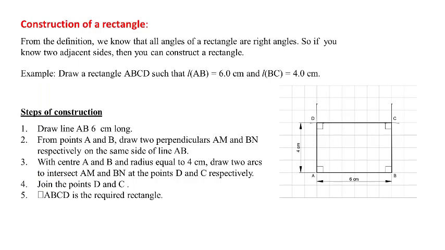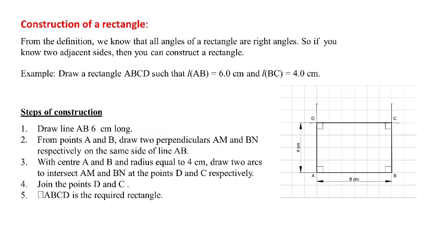From the definition we know that all the angles of a rectangle are right angles. So if we know any two adjacent sides, we can construct the rectangle. The example given below is, draw a rectangle ABCD such that length of AB is 6 cm and length of BC is 4 cm. The first and foremost condition in any construction is you have to draw a rough diagram according to the given question. Then try to follow the steps of construction.